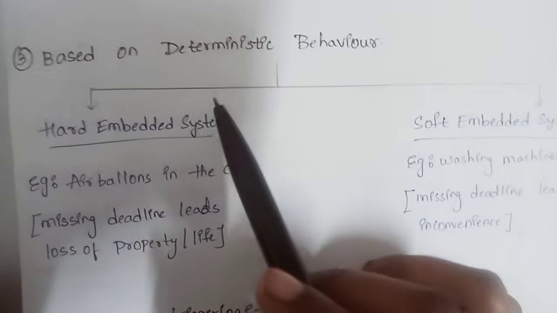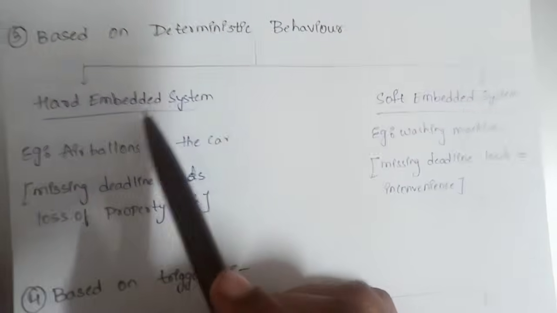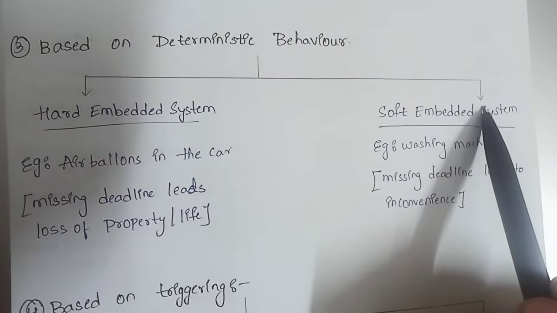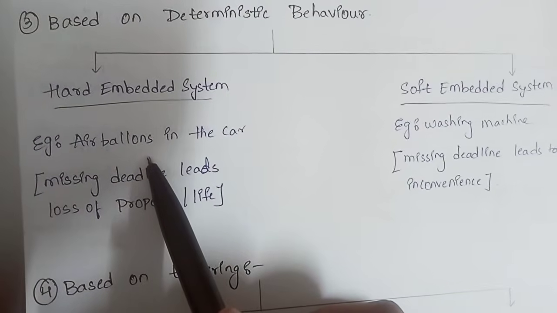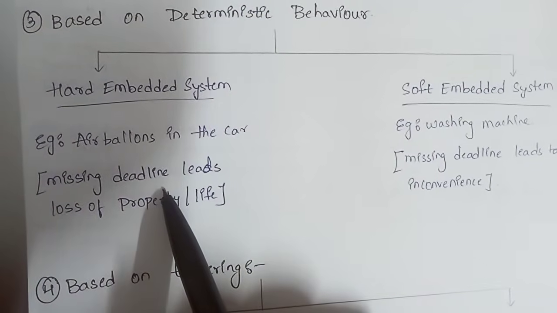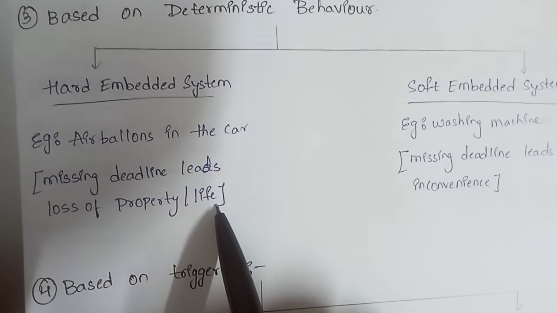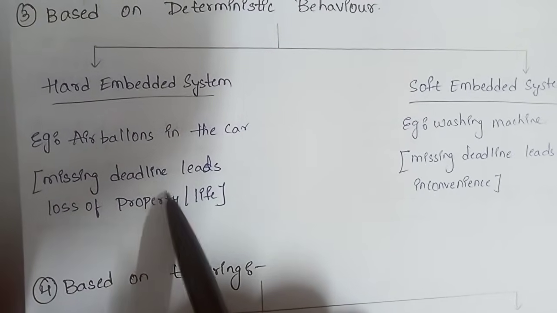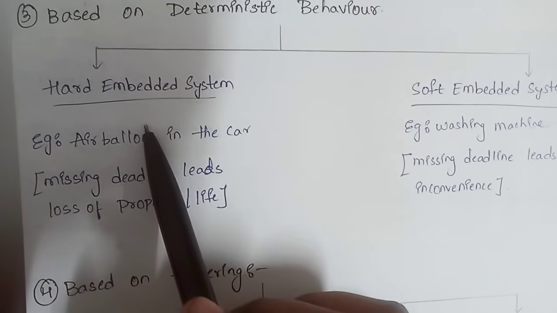And next, third classification is based on deterministic behavior, that is it is classified into two types: hard embedded system and soft embedded system. So if we use example air bags in the car, if it misses the deadline, the person may lose their life or property, means due to the deadline, an accident may occur, he may lose his life. That is the deterministic behavior.